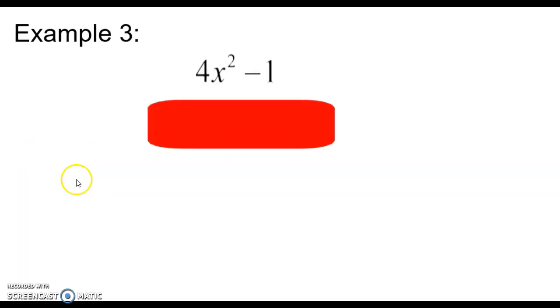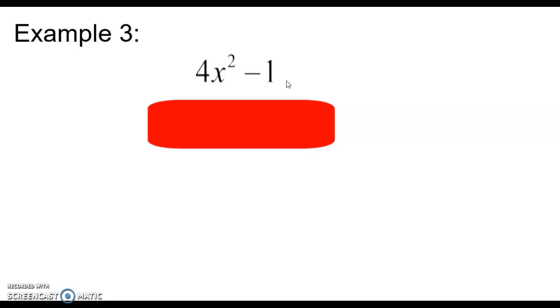Now looking at example 3, it looks a little bit more confusing because now we have this leading coefficient greater than 1. So you wouldn't be able to just find what numbers multiply to negative 4 and add to 0 here. Remember, you would have to go through that full factoring with that leading coefficient. So if that is a little confusing to you, please go back and watch that video.